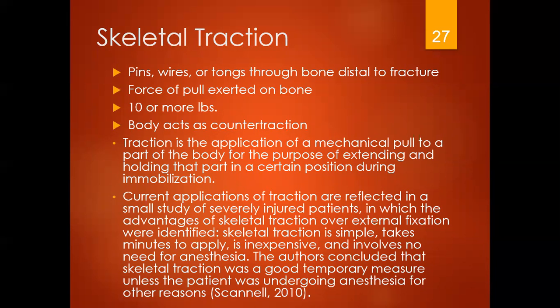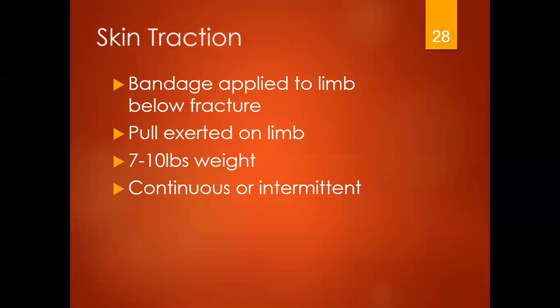Skeletal traction, we're using pins, wires, or tongs, and we're actually going into the bone beyond the fracture. So let's say you break your femur, we go into the bone just a little bit lower than that and pull on the bone. We're going to attach those wires to at least 10 pounds of weight, and the body is going to work as your counter traction. And so this application of a mechanical pull to part of the body is going to help to hold that part in that position while we're immobilizing it.